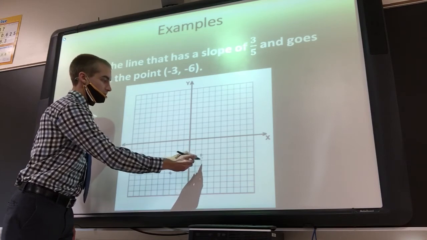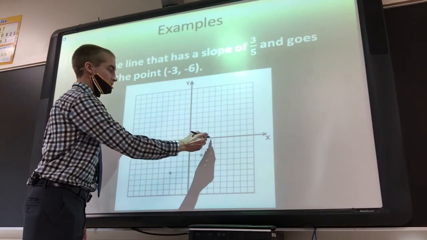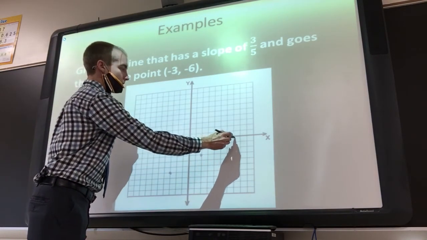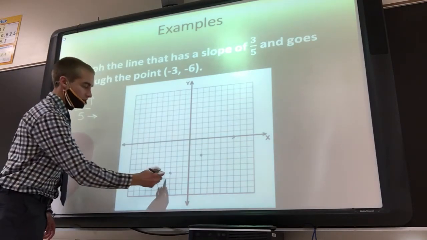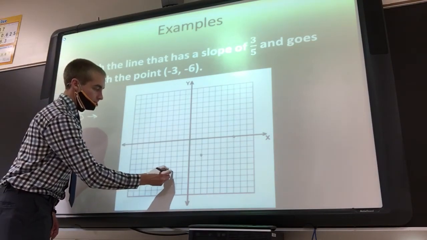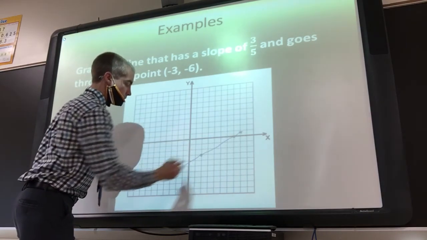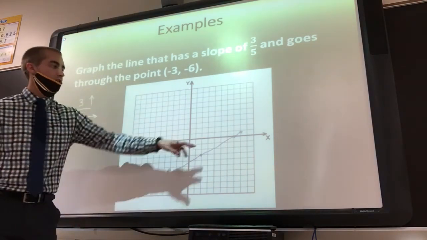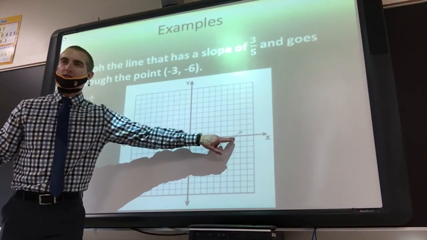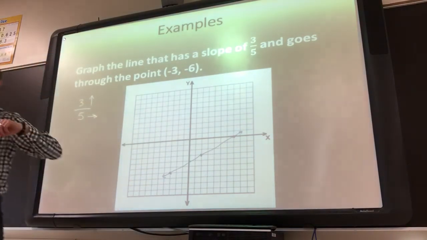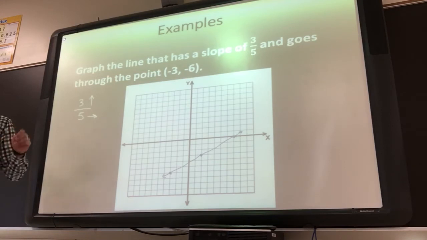Plot our next point. Same thing. Up 3, right 5. And then connect our line through it. And that is what it should look like. Your second point that you plot should be on the x-axis. So check and make sure that's the case. And if it's not, then see kind of where you went wrong.